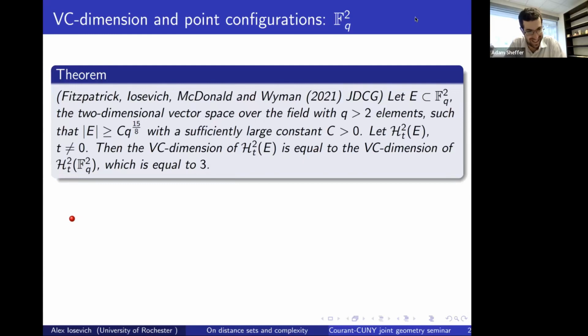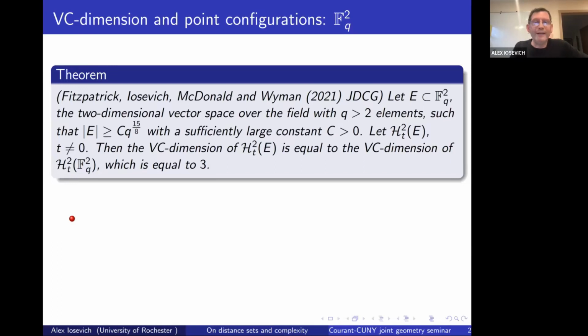Yeah, absolutely. So this is the result. E is a subset of F_q^2, a two-dimensional vector space over the field with q elements, q bigger than 2. Didn't need to say q bigger than 2, since 2 is not a prime. People who suggest otherwise are wrong. Such that the size of E is bigger than a fixed constant times q to the power of 15/8. The only thing I want you to notice about 15/8 is that it's smaller than 2. I'm making no claims as to the sharpness of this exponent because I have no idea.